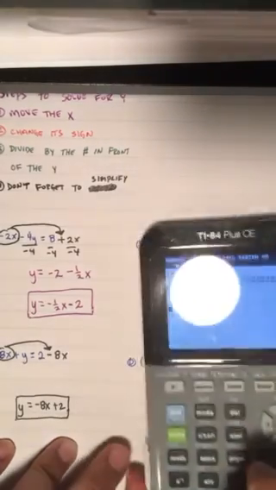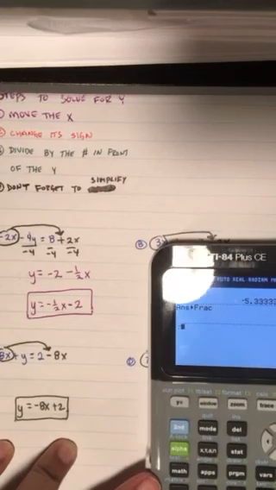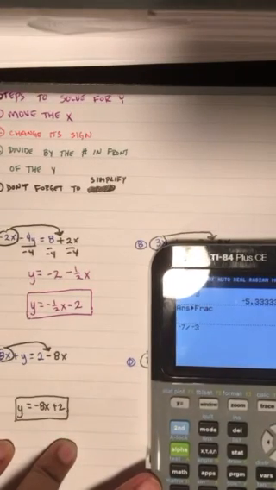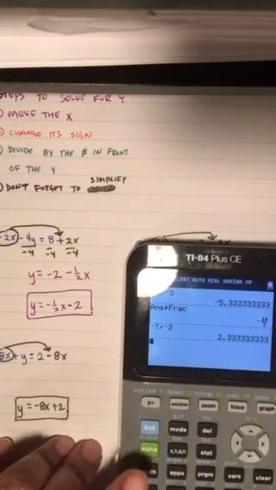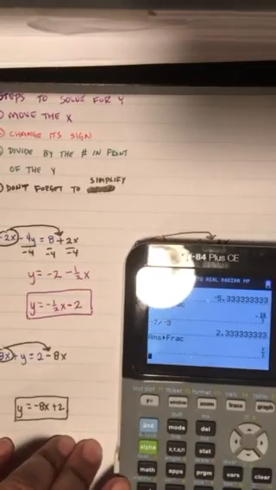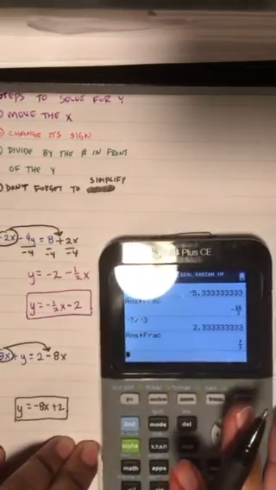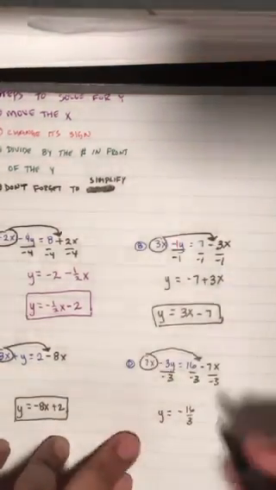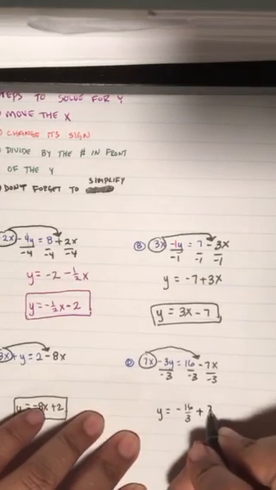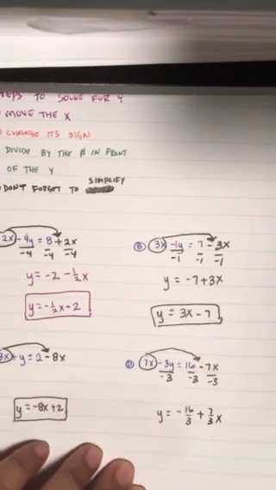Now I'm going to do the same thing for the other number. So negative 7 divided by negative 3. Again, I get a decimal. So I'm going to press math, enter, enter. And if you look, it's just a positive 7/3. So this would be plus 7/3 x.